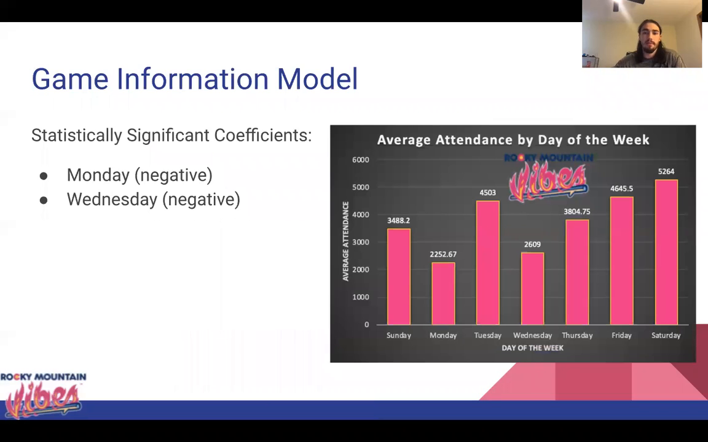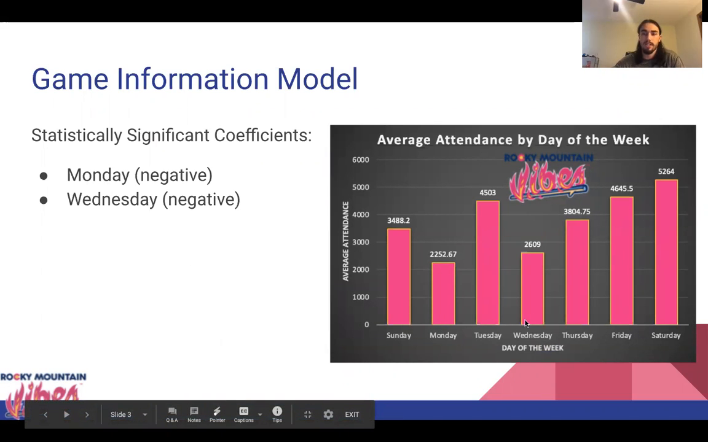So starting with the game information model, two coefficients came back statistically significant. That was Monday and Wednesday. They're both negative, and Friday was the omitted variable. If we look at this chart, it makes sense. Monday and Wednesday are by far the lowest average attendance per day. Again, Friday is pretty high. It's the second highest. So that makes sense kind of why those two were statistically significant and negative.